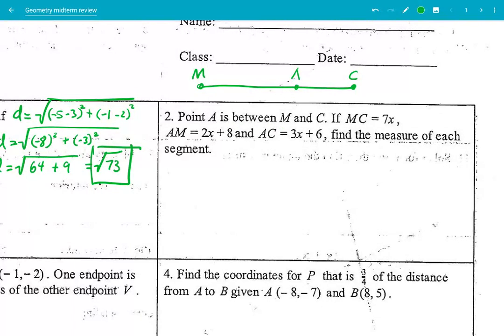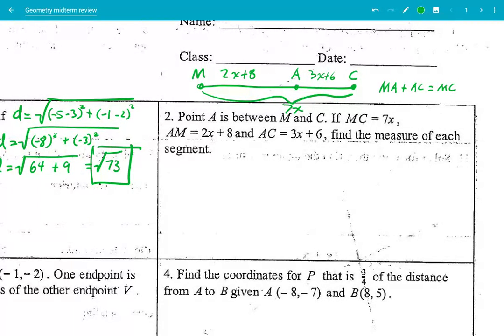Say that it's a midpoint. Okay. MC, the entire thing, is 7x. So all of this is 7x. That whole thing is 7x. AM, or this right here, is 2x plus 8. And then AC is 3x plus 6. Well, I know that MA plus AC equals MC, because that's the segment addition postulate. So I'm just going to add all those things.